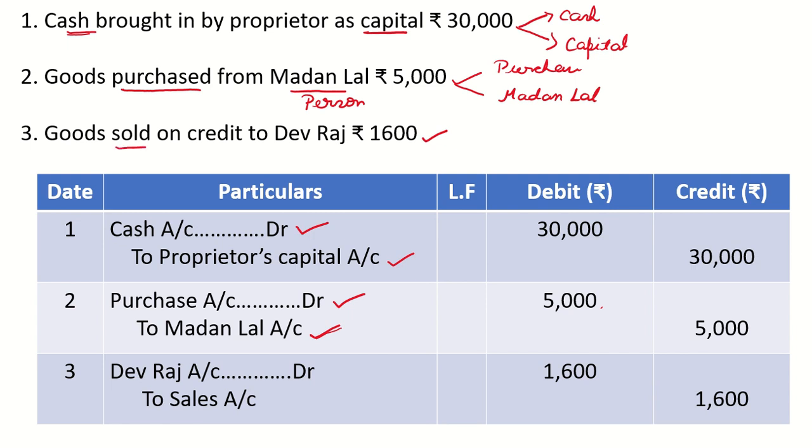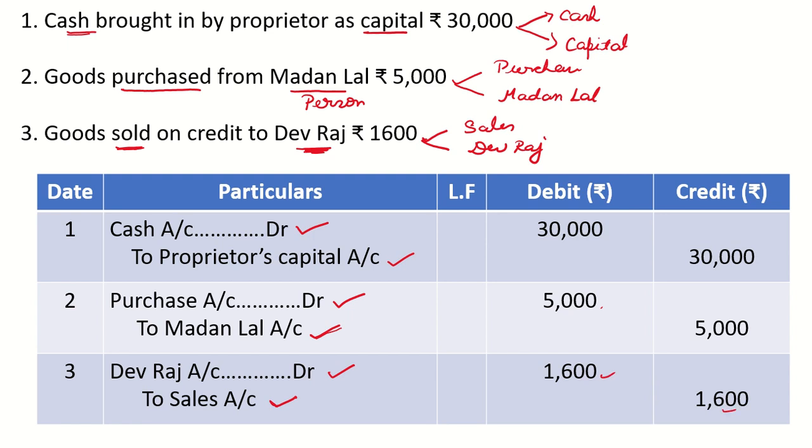Okay, they are selling the goods to Devraj. So Devraj is what? He is the receiver of the goods. So the receiver is who? He is being debited. Debit the receiver. So Devraj account debit to sales account, because they are selling the goods. That is credit what goes out. So the two accounts which get affected here are sales account and Devraj account. That is, Devraj account debit to sales account, because Devraj is the receiver and sales account because they're selling the goods, rupees 1600. Fine.